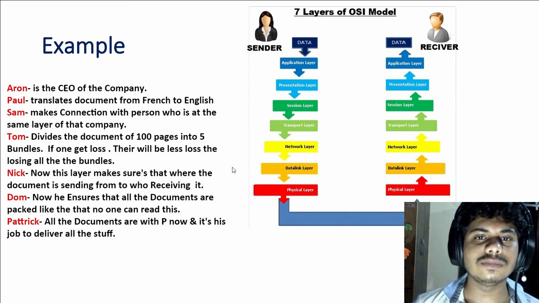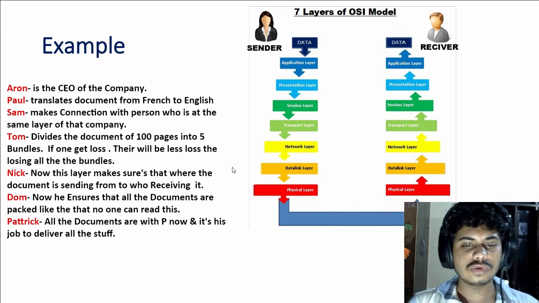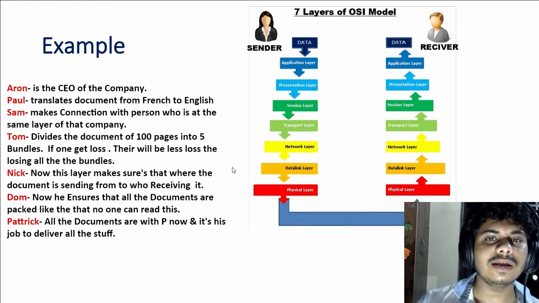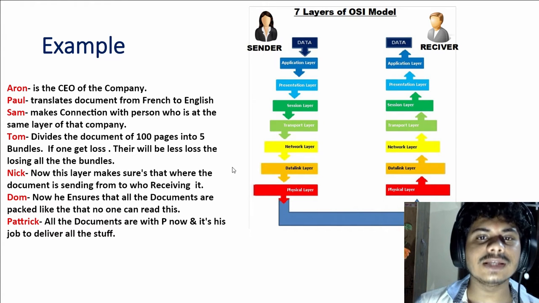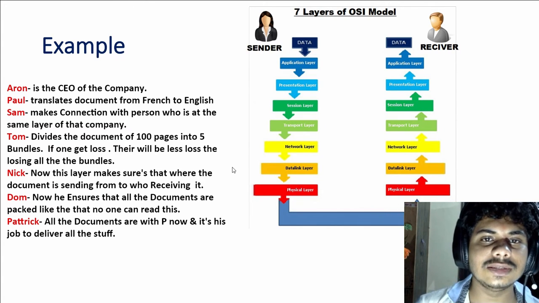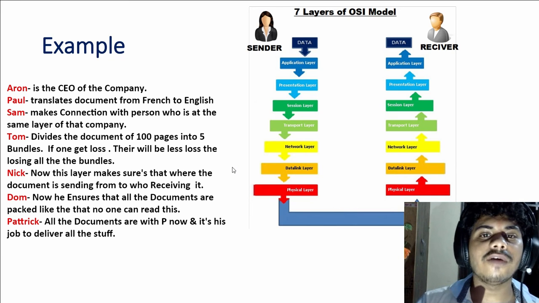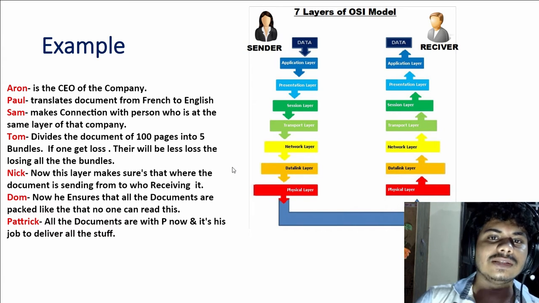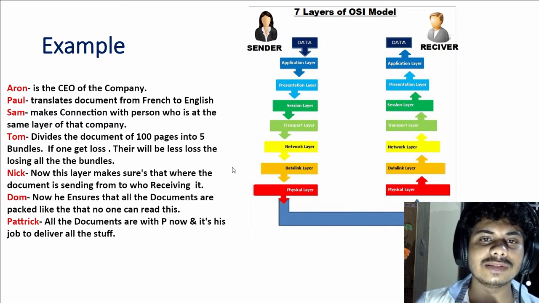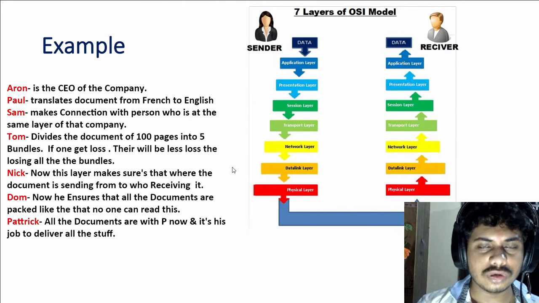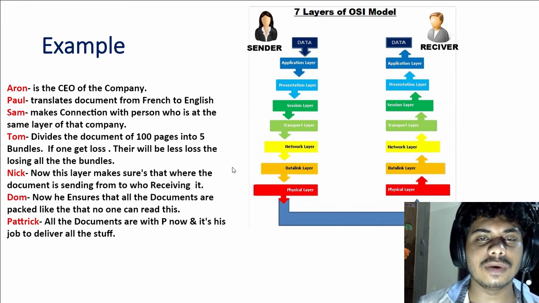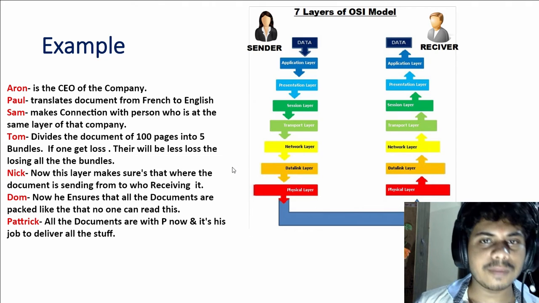Now the documents come into the hands of Dom. So what does Dom do? Dom checks all the documents. Dom sees that all the documents are open. It is very risky that all the documents are open. Anybody can see what is inside the document. So the job here is to paste a seal on each document so that nobody can see what is inside that document. Now this job is done by Dom. Now Dom again passes it further. Now the documents are in the hands of Patrick. So what does Patrick do?